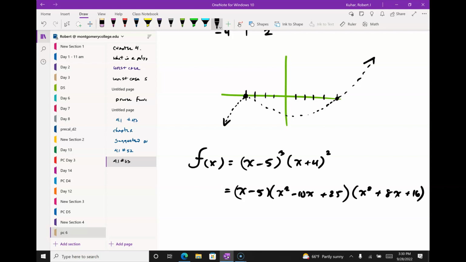So before that, I foiled two of these to get this guy, and these two gave me this guy, and then I still have another x minus 5 to deal with. But it's boring me. I don't want it to keep going.